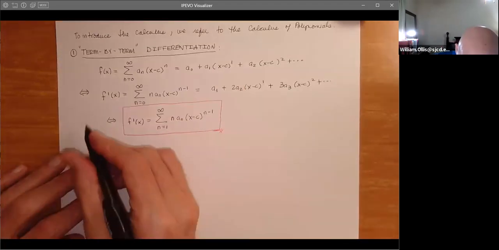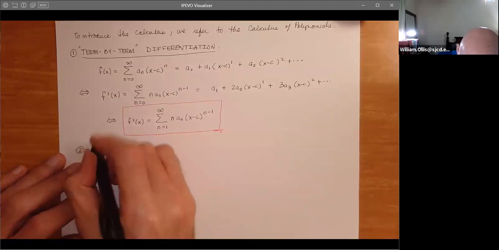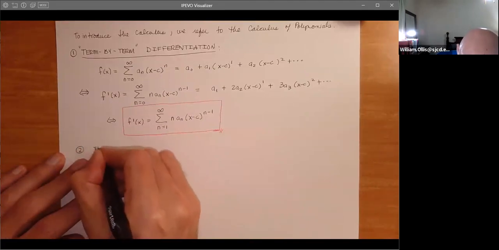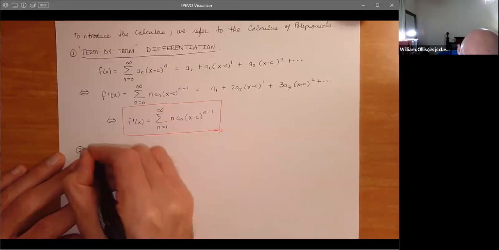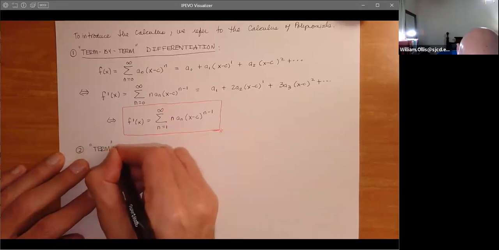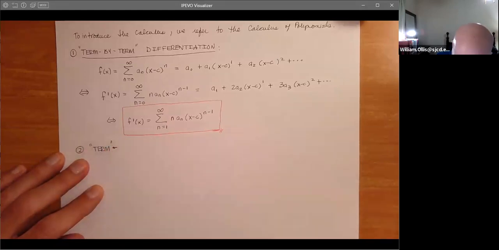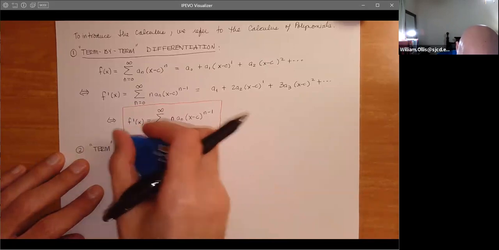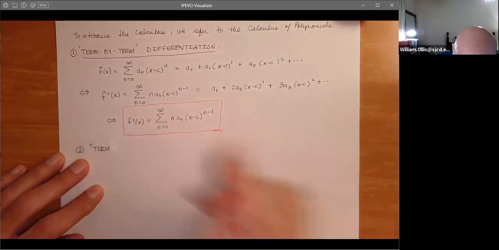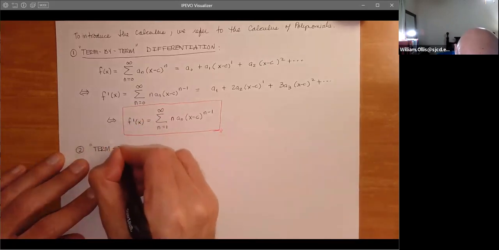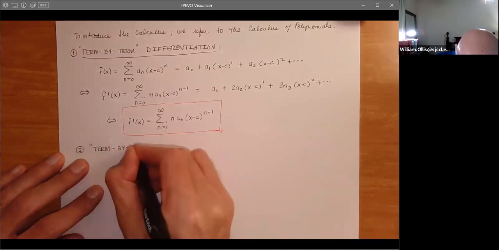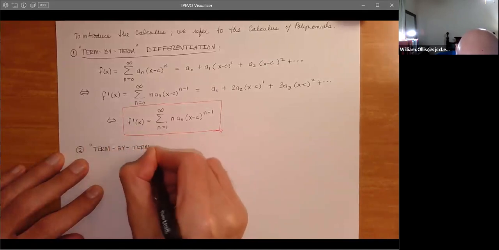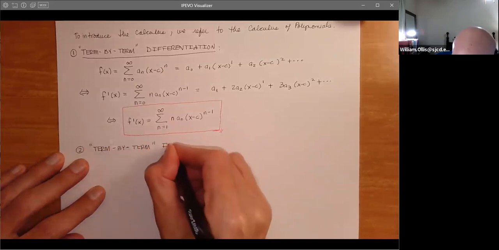Now, integration is the same way. Term by term integration. But we have to work a little bit harder with this, but not much. We're going to think about having an interval of convergence too. So term by term integration.